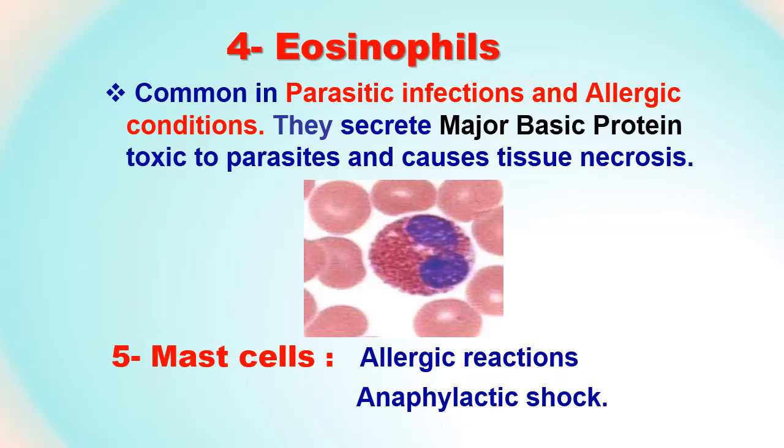Mast cells are common in allergic reactions and anaphylactic shock. They are inflammatory cells of both acute and chronic inflammation. In acute inflammation, mast cells release or secrete histamine that causes vascular changes, while in chronic inflammation, mast cells secrete cytokines such as tumor necrosis factor and chemokines.